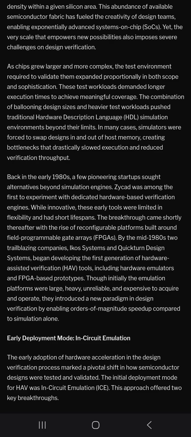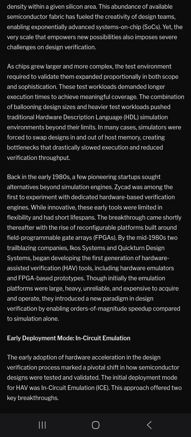Back in the early 1980s, a few pioneer startups sought alternatives beyond the simulation engine. Zycad was among the first to experiment with dedicated hardware-assisted verification engines. While innovative, these early tools were limited in flexibility and had short lifespans.